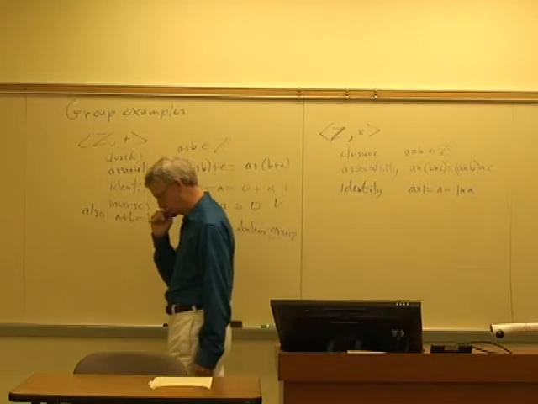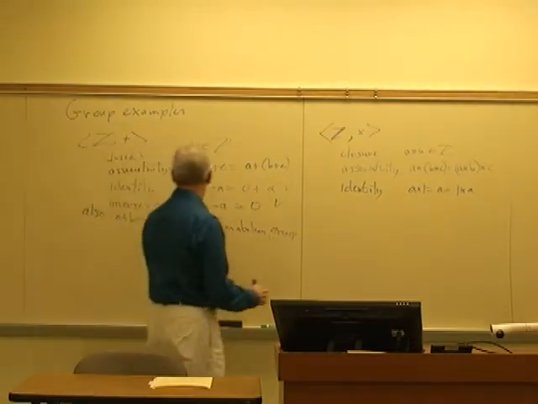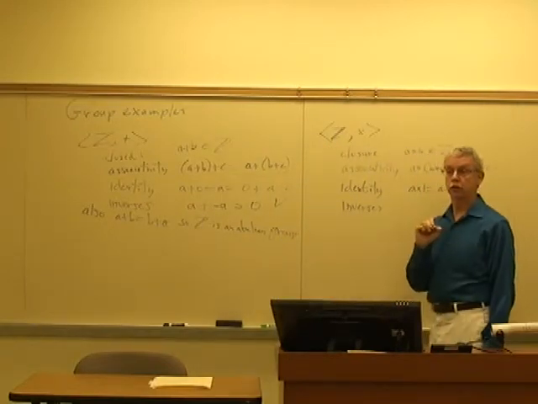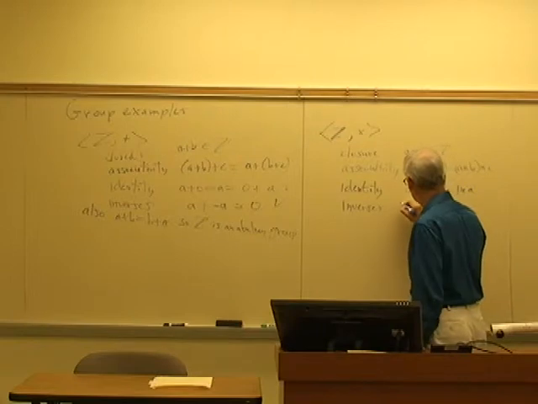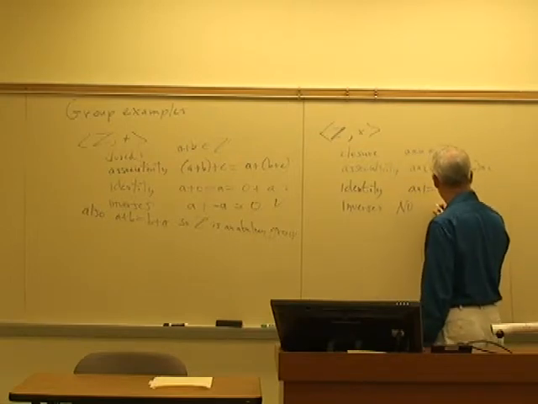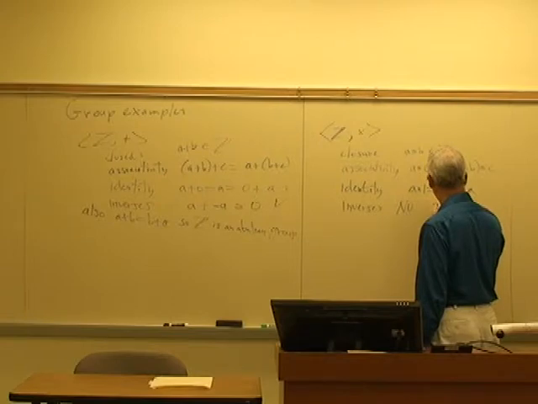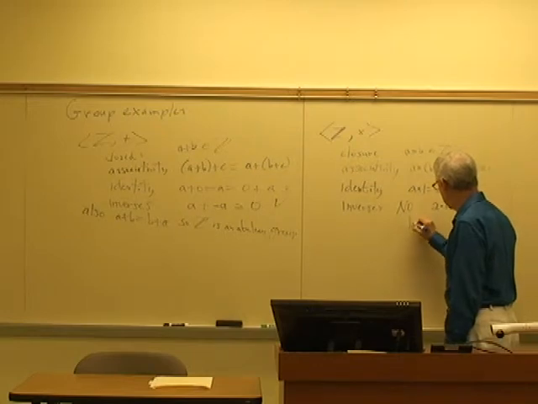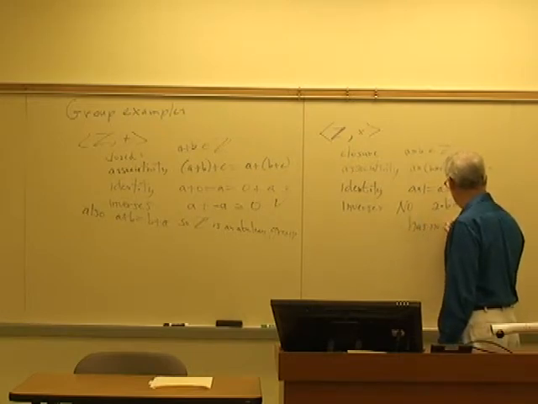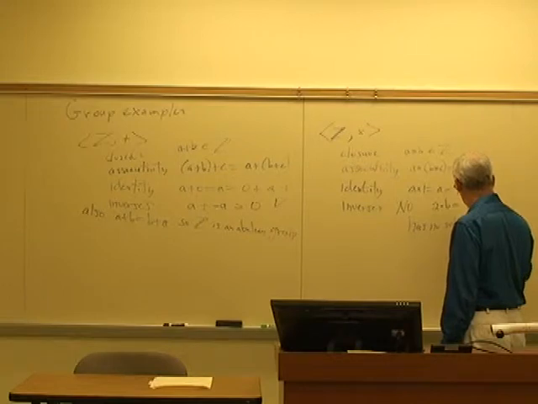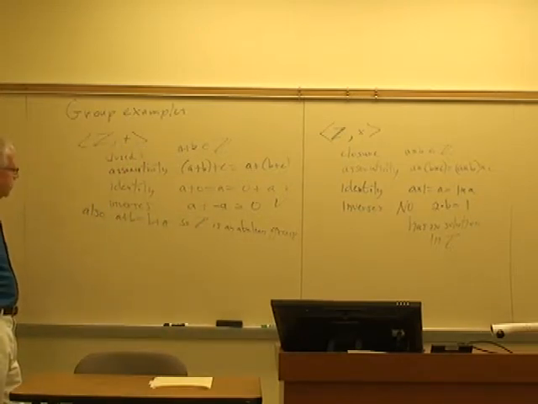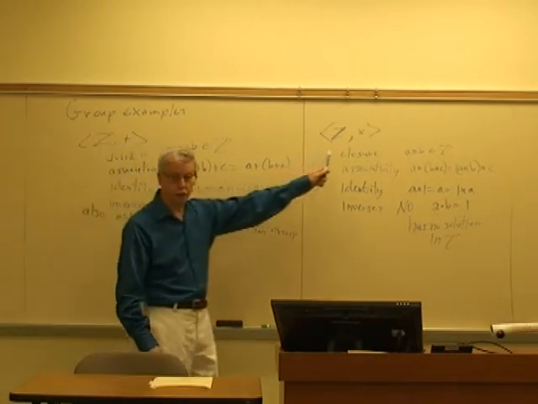I'm almost there. Okay, how about inverses? No. No, that's correct. 2 times b equals 1. That equation has no solution in Z, right? I can't go outside my world to find solutions, right?